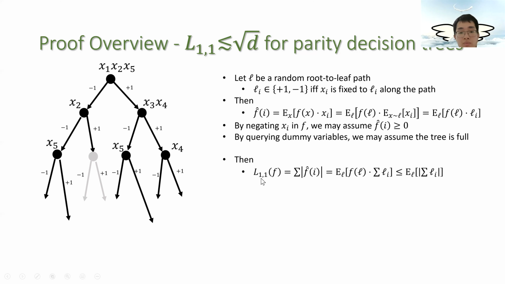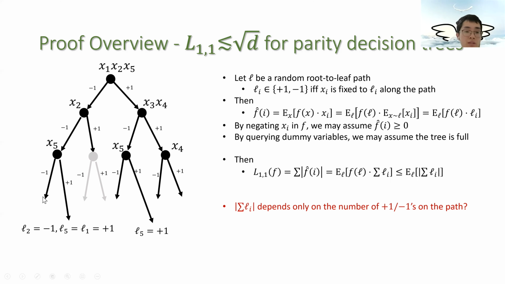And then we express the first level sum by the expectation over random paths of f(l) times the sum of l_i, which is at most the expectation over l of the absolute value of the sum of l_i. And previously, for the decision tree part, we note that the absolute value of the sum of l_i depends only on the number of +1 and -1s on the path. But is it true here?